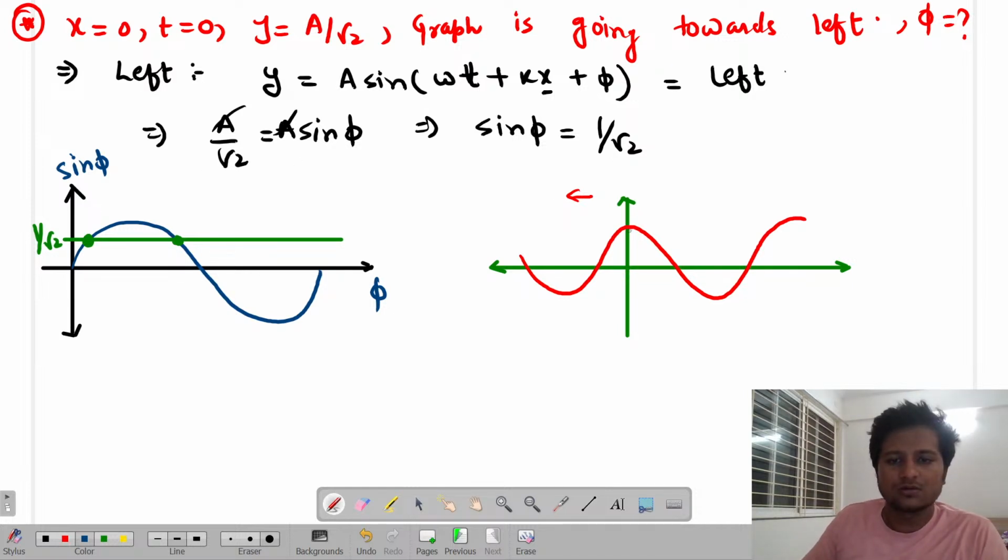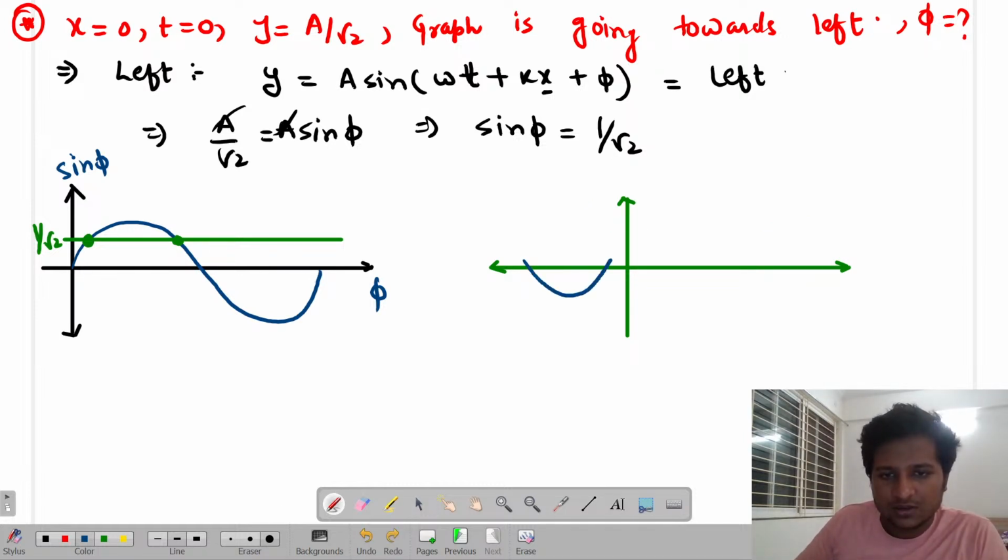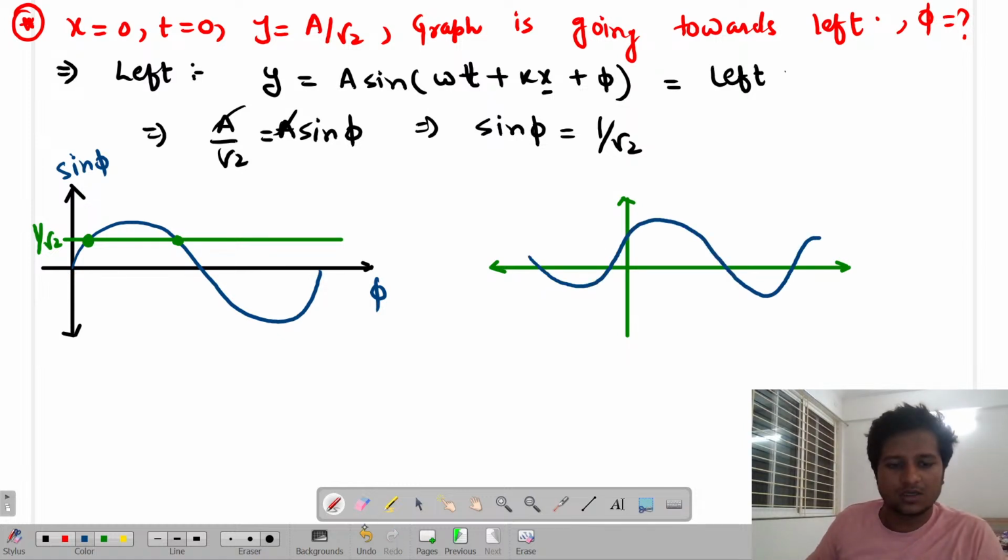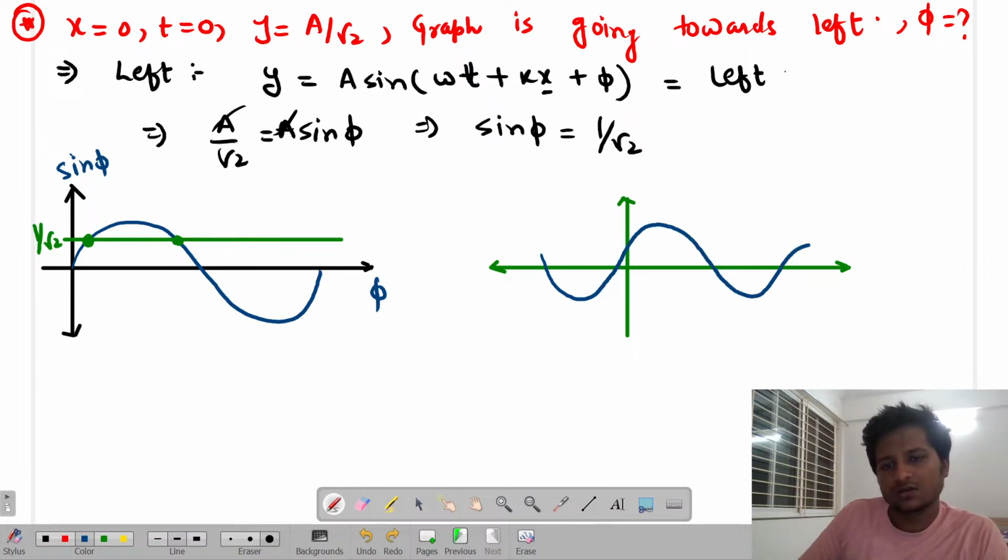This is a by root 2. Let me just draw this graph properly. Sorry guys, I'm just drawing. Yeah, now it is kind of good. Now this is my 1 by root 2 because the maximum is for 1, isn't it? So this is my graph.